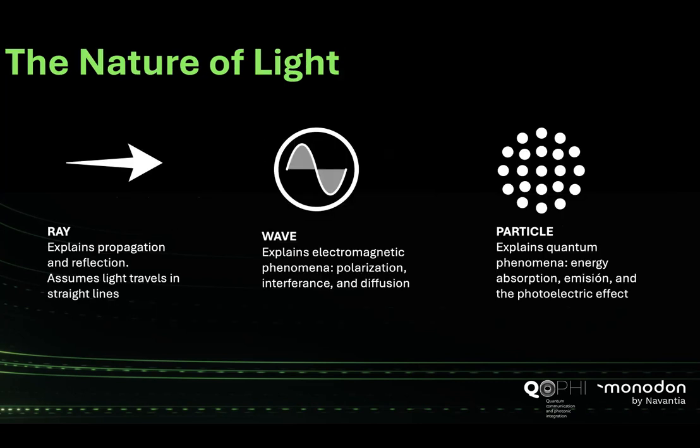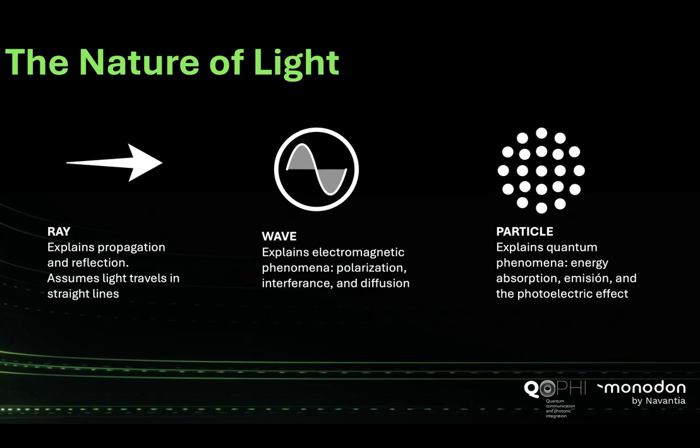Light is fascinating because it doesn't behave in just one way. It actually has three different personalities, depending on how we look at it. First, we have the ray model. This is the simplest way to think about light. It assumes that light travels in straight lines, which helps us to understand reflection and basic propagation. This is a model we use when dealing with mirrors and simple optical paths.